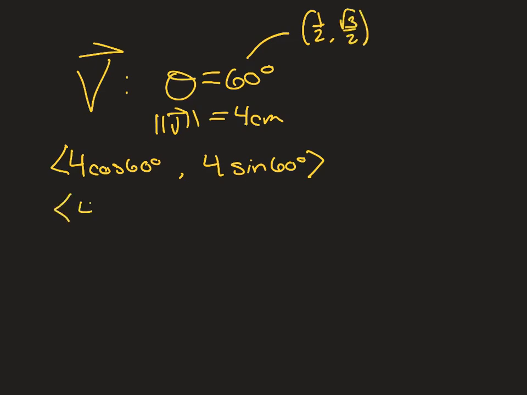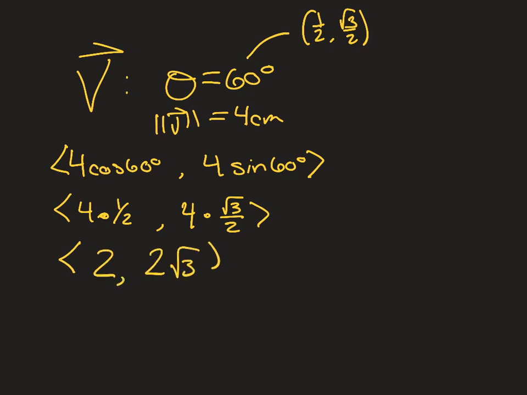So this would be 4 times 1/2. And then this would be 4 times root 3 over 2. So now I might have to use a calculator. I got this root 3 over 2. Half of 4 is 2, comma, half of 4 is 2 root 3. And then I'm going to type in my calculator this 2 root 3 just to get an approximation of a decimal. So the component form of V is 2, comma, 3.464. So we want to write those down on our paper.